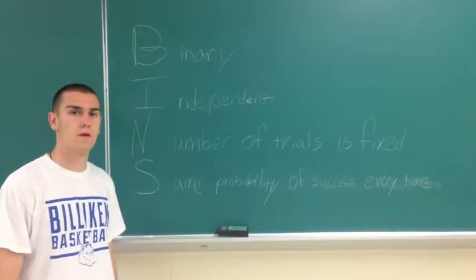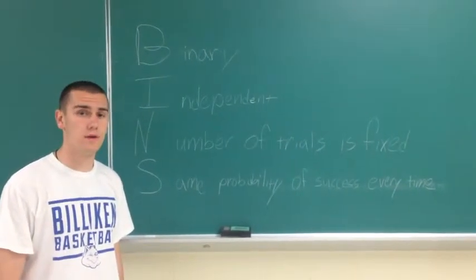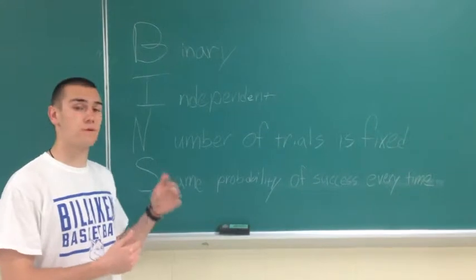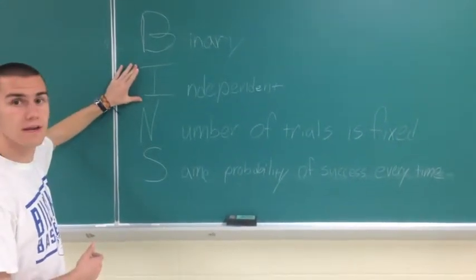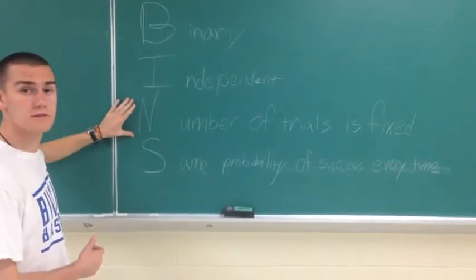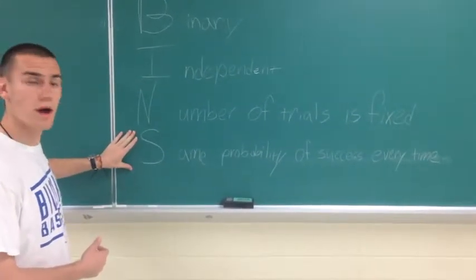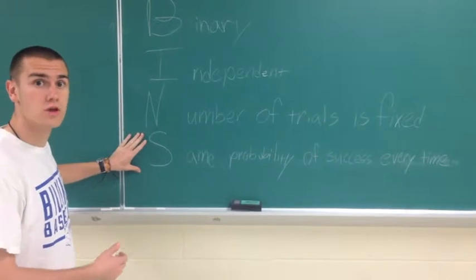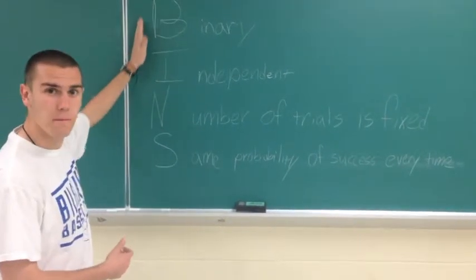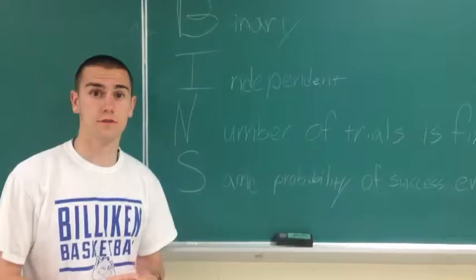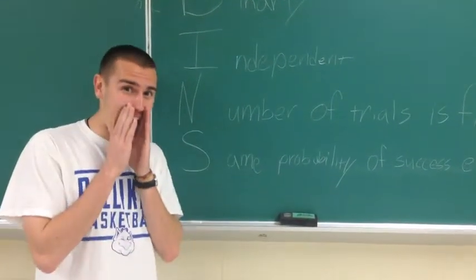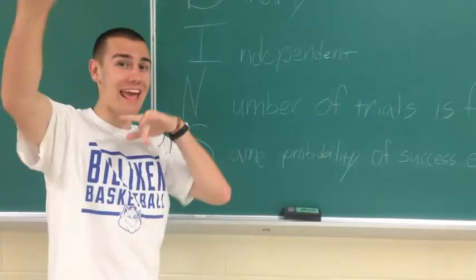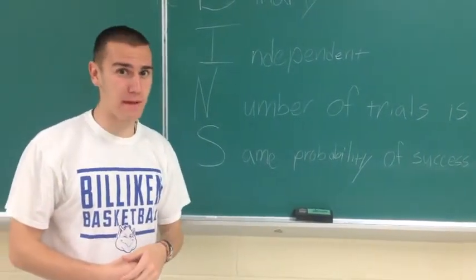But what about binomial distributions? Well, the distribution is binomial if it underlies these four criteria. It's binary, independent, the number of trials is fixed, and there's the same probability of success every time. So, what does that spell? Bins. So going to an example, let's look at my boy, Big Daddy Swagmaster Nathan Dollinger shooting some paper.